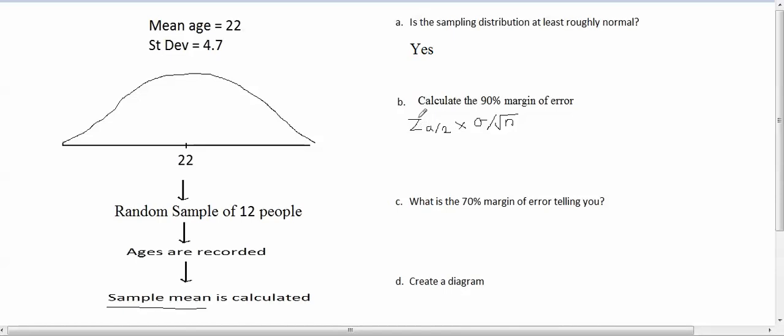This z-score is the confidence coefficient. When you calculate the 90% margin of error, it's 1.65. I got that from the table of confidence coefficients. Now we just need to plug in the standard deviation of the population, which is 4.7, and the sample size n, which is 12 in this question.